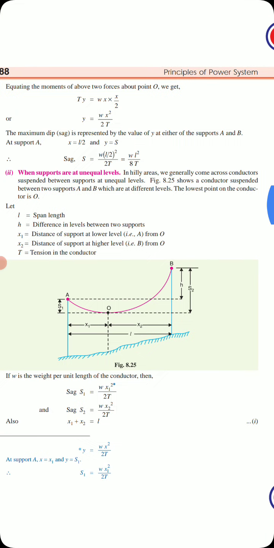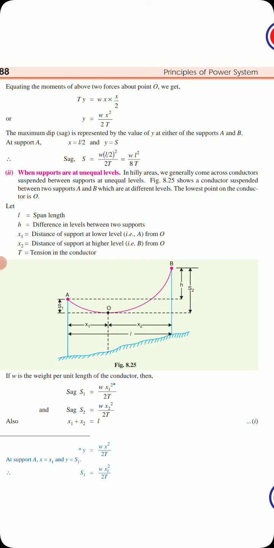Supports are at unequal level. As I told you, if it is a straight road, both the supports are at the same level. But if it is a hill station or hill area, how will it be? One support is at the lower side, another one at the upper side. This time the calculation of the sag is very important. So we can see the unequal level.